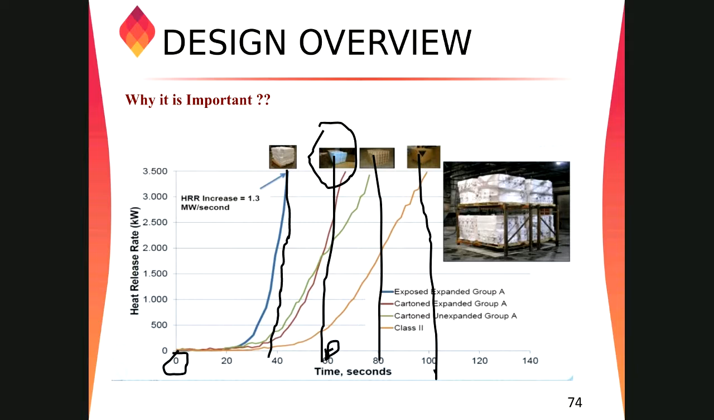So what I understand is the class 2 is less than the first one. It is exposed expanded group A. Yeah, exactly. So how can we understand this during the design? Just increase the class 2, or what do we do? I'll come to that point. Don't worry.